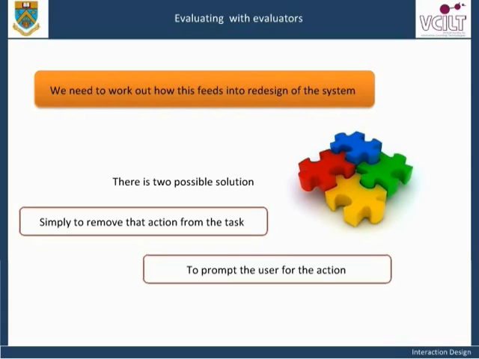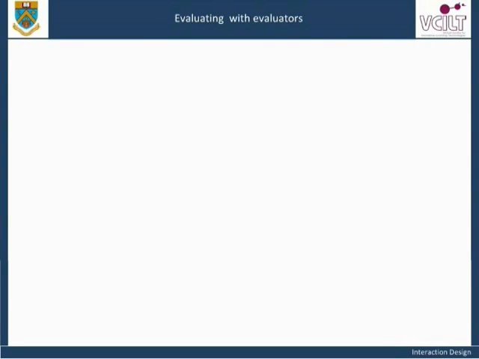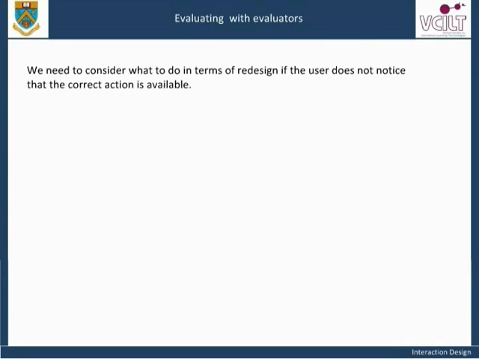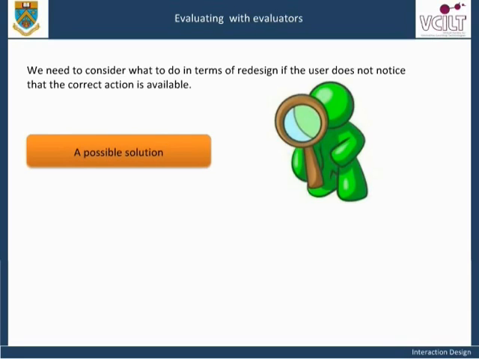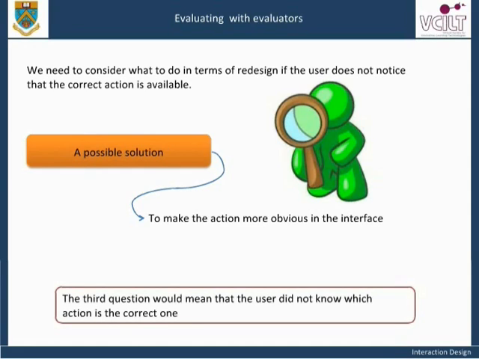Moving on to the second question, whether the user notices that the correct action is available. We need to consider what to do in terms of redesign if the user does not notice that the correct action is available. One possible solution is to make the action more obvious in the interface. Maybe it is hidden in some submenu. Similarly, failing the third question would mean that the user did not know which action is the correct one.